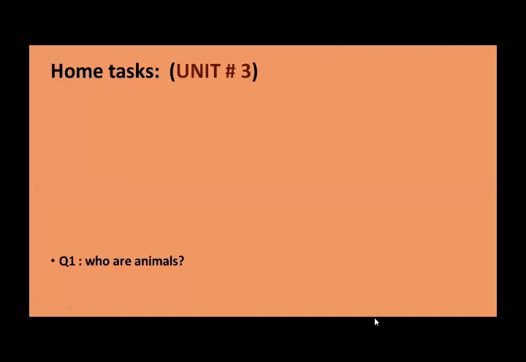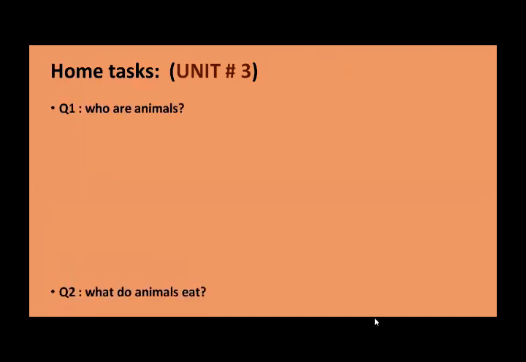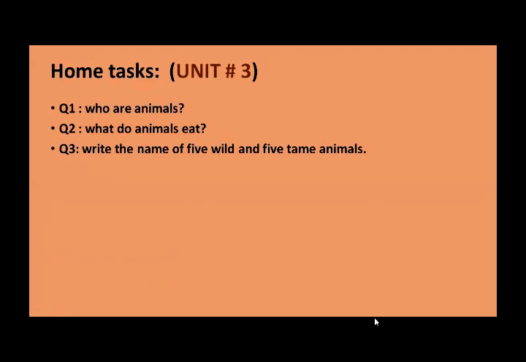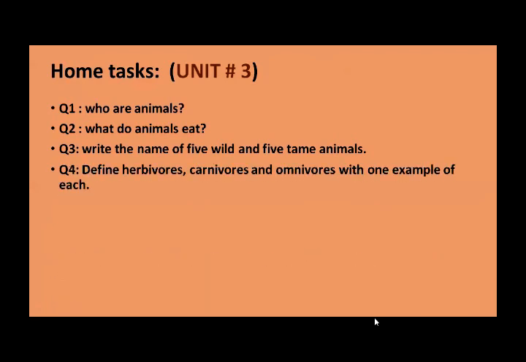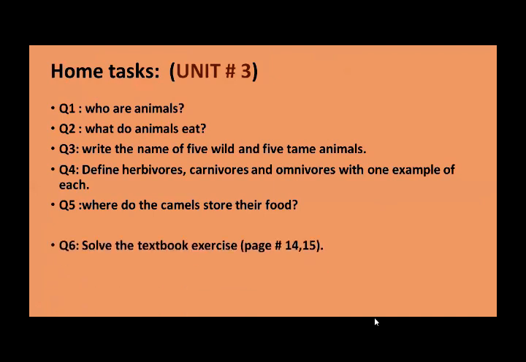Okay, beta. So this is the home task of unit number 3. Question number 1: who are animals? What do animals eat? Write the names of 5 wild and 5 tame animals. Herbivore, carnivore, omnivore with one example of each. Question number 5: where do the camels store their food? And solve the textbook exercise. Beta, I have shared all the answers of this unit, so you can take the answers from the YouTube channel. I have already shared all the slides and all the answers of this unit. So this is all about unit number 3.